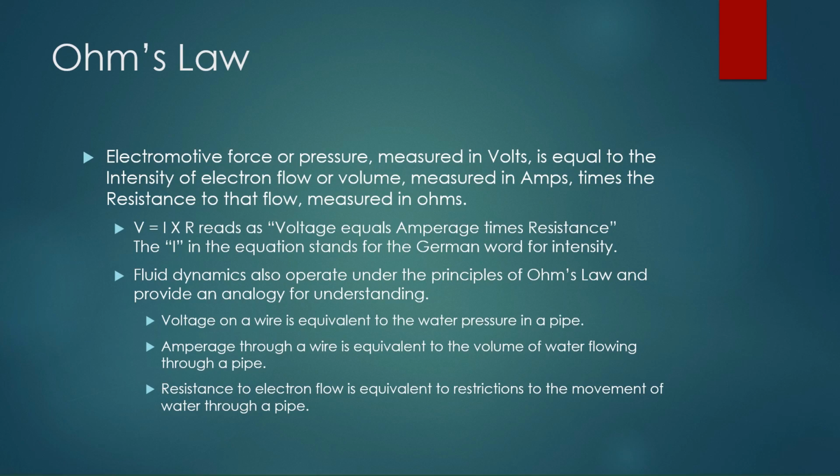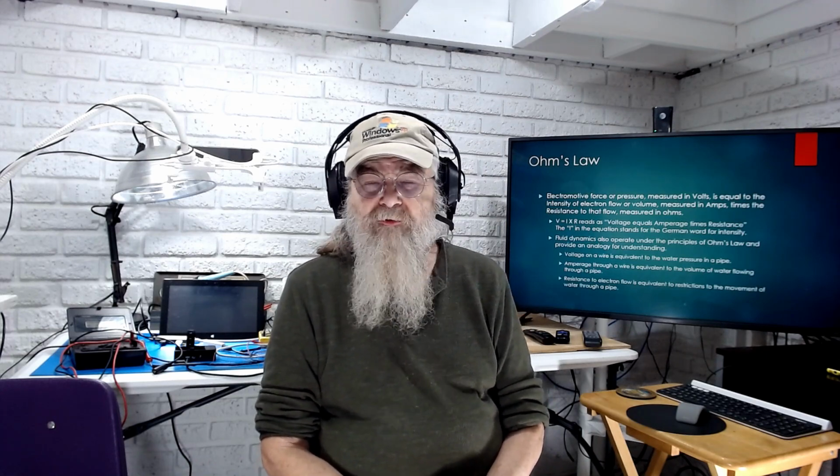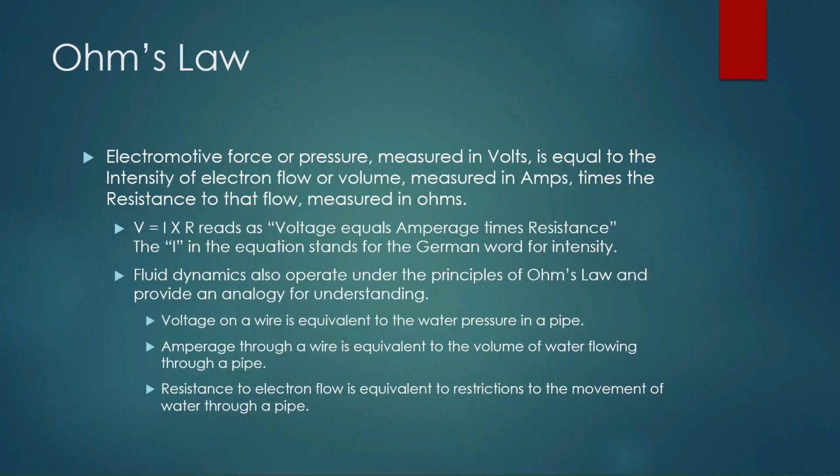Ohm's law. Electromotive force or pressure measured in volts is equal to the intensity of electron flow or volume measured in amps times the resistance to that flow measured in ohms. V equals I times R reads as voltage equals amperage times resistance. The I in the equation stands for the German word for intensity.